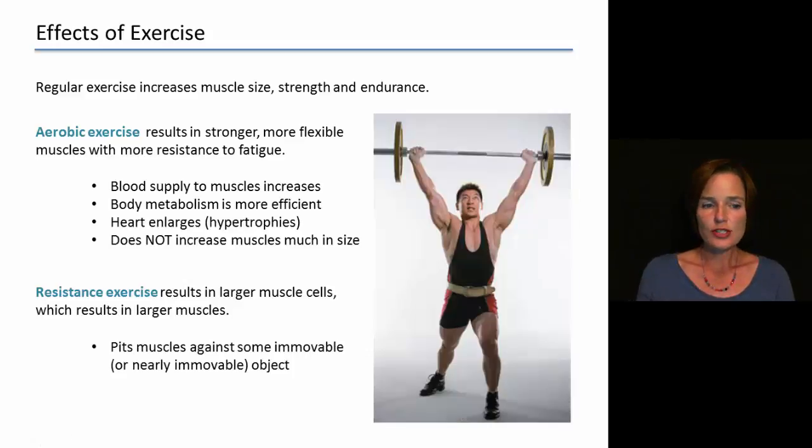The second type of exercise is resistance exercise. Resistance exercise is things like weightlifting or doing push-ups. This is going to result in larger muscle cells, and those larger muscle cells will give us larger muscles overall. So this is going to pit muscles against some type of immovable or almost immovable object. Obviously, the bar that the weightlifter is lifting is movable, but it's something that's very hard to actually move. So it doesn't mean that it's going to be completely immovable.